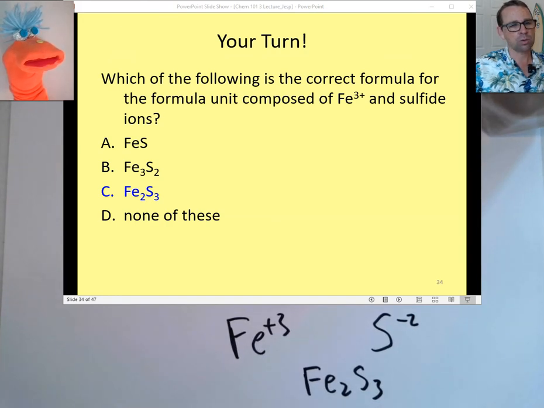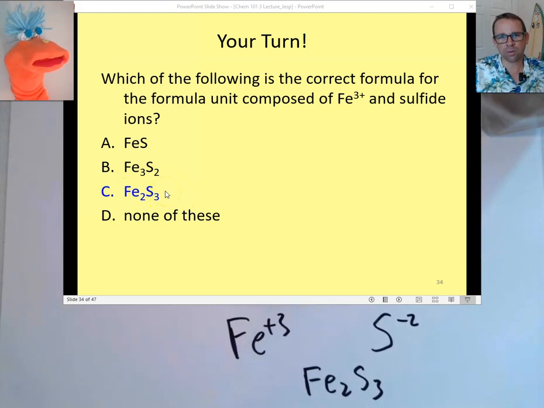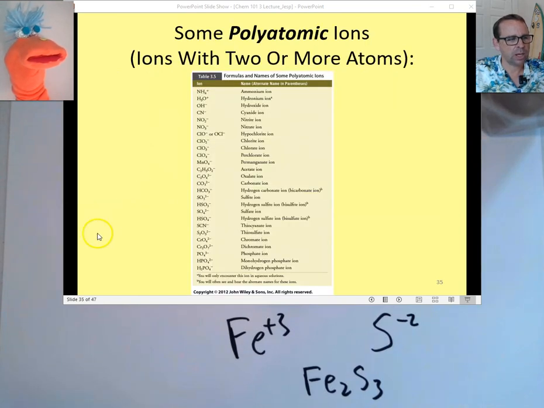Okay? So because this is iron with a +3 charge, then this compound, Fe2S3, is going to be called iron 3 sulfide. That 3, again, tells us the charge on the iron ion. Okay, very good.